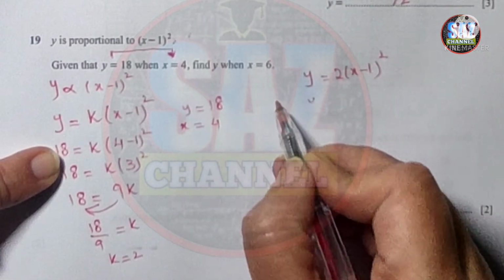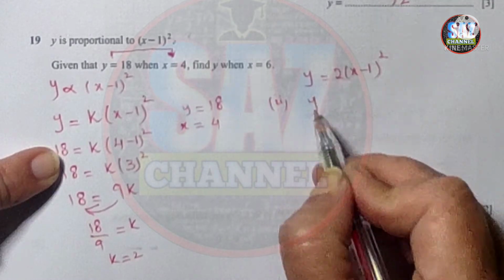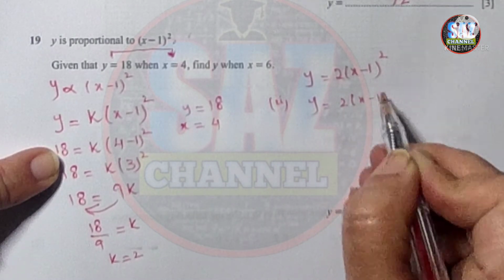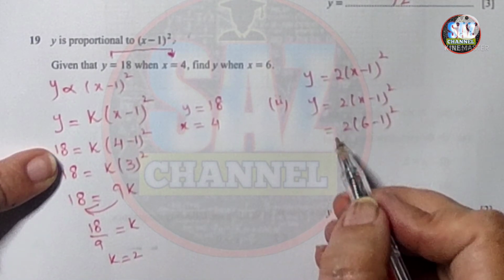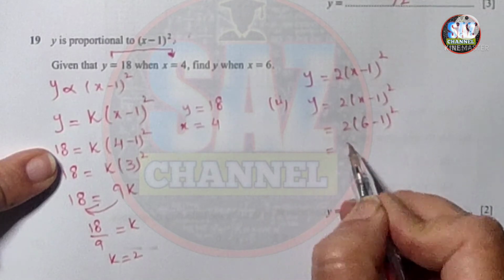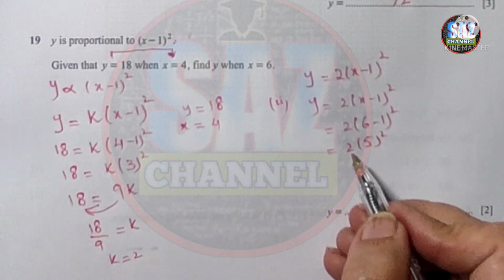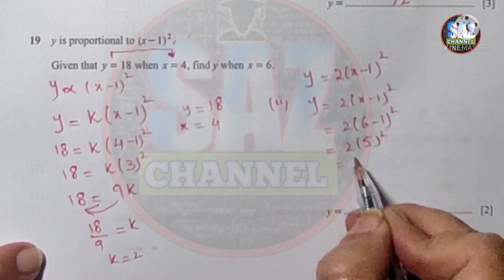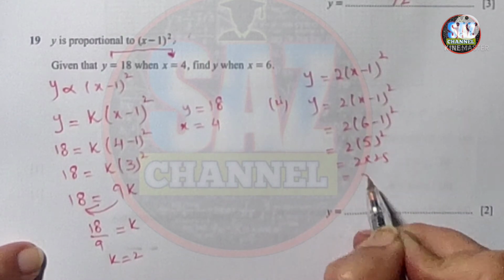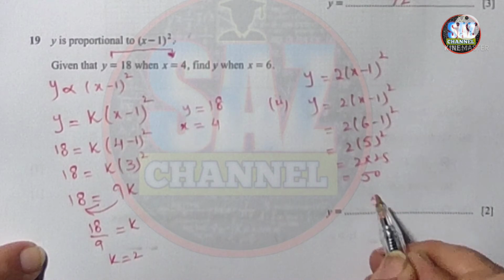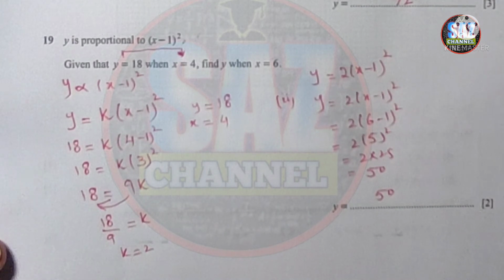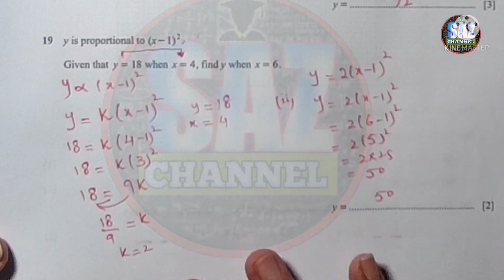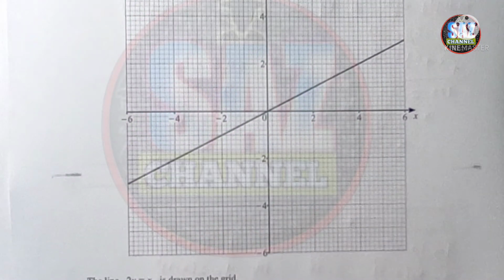Now in y equals 2 into (x minus 1) whole square, put x as 6: 2 into (6 minus 1) whole square, and this gives me 2 into 5 square, which is equal to 2 multiplied by 25, which is equal to 50. So the value of y is 50. Okay, I hope you are clear about the simultaneous equations question and the variation question. And now let me turn the page and let me solve question number 20.